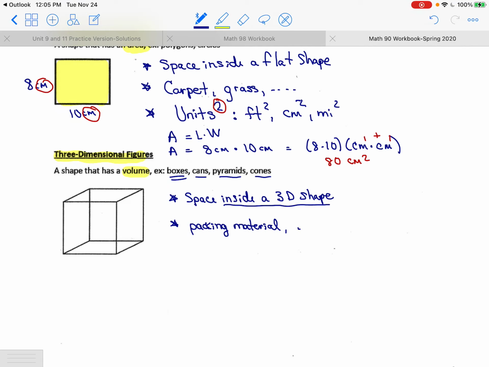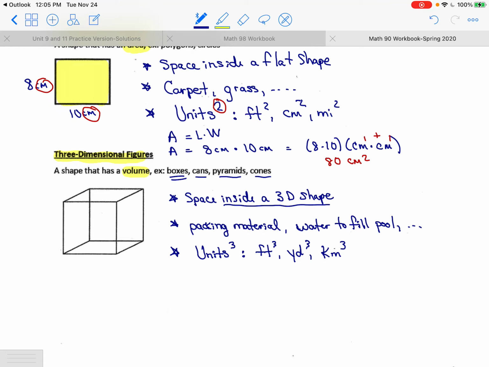How much water to fill the swimming pool? Something like that. We could go on and on with finding some cool examples of that. And of course, we know we've got 3 dimensions, and therefore our units are cubed. So we might have feet cubed, yards cubed, kilometers cubed, and so forth.